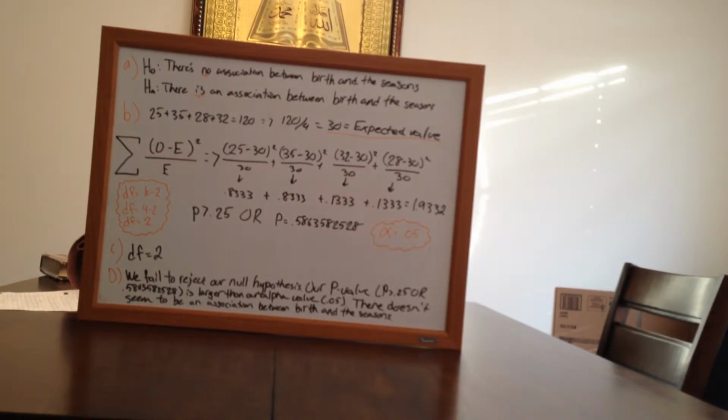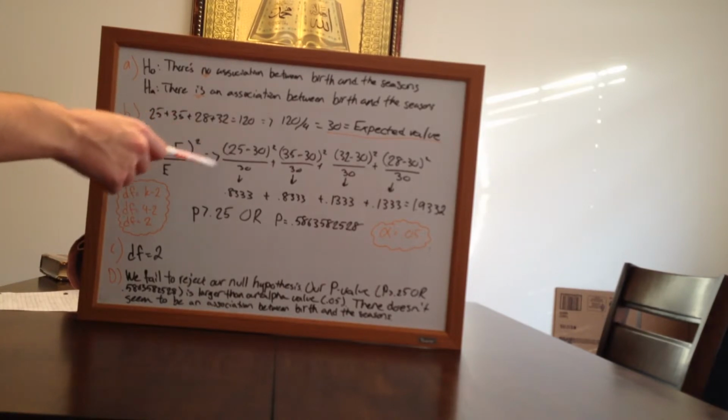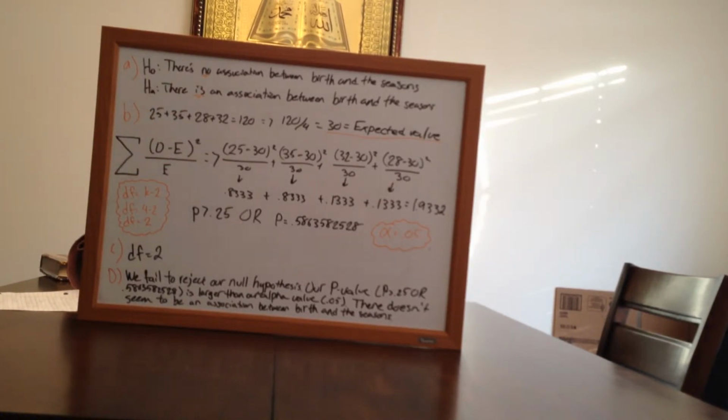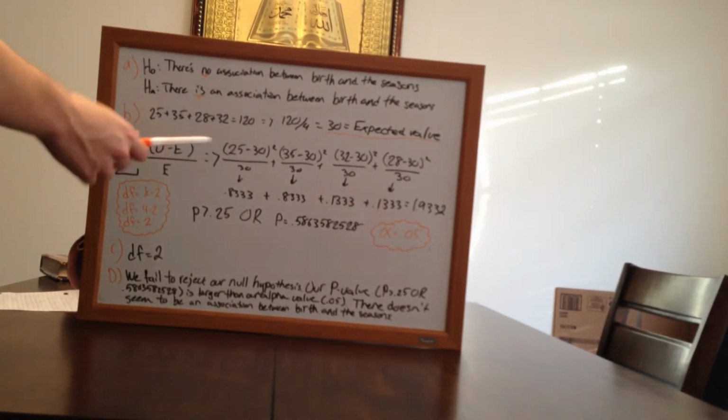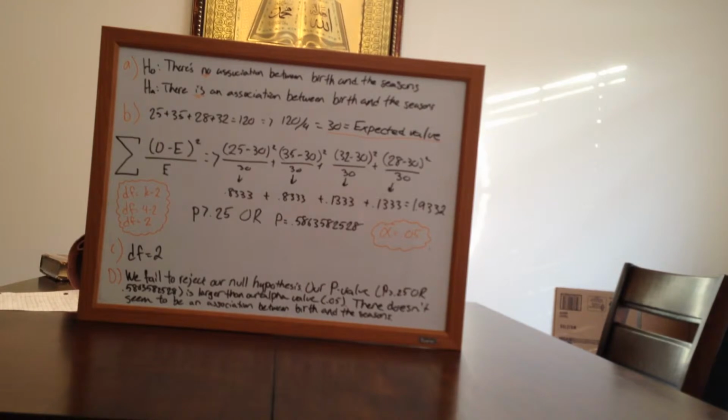B. Compute the chi-square statistic. To do that, we need to first find our expected value, because when we look at our formula, we need to find the sum of the observed minus expected squared over the expected number. To find the expected, we would add up all the numbers, which should equal 120 because there's 120 students, and divide by 4, how many there are. Basically, we're finding the mean, which would equal 30, which is our expected value.